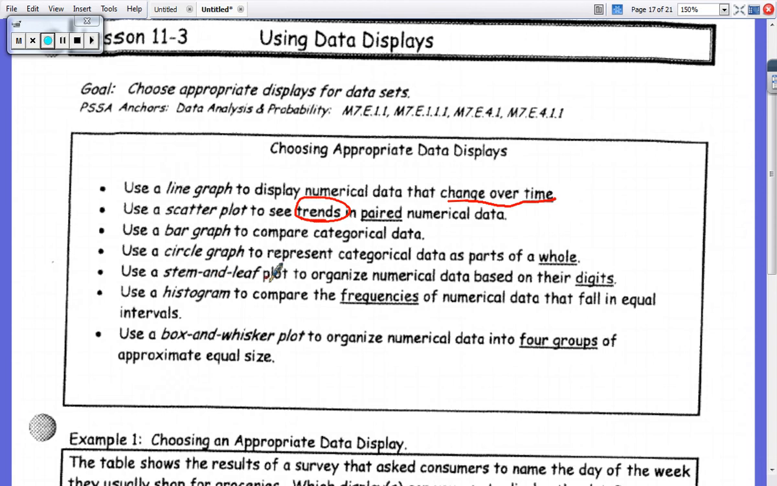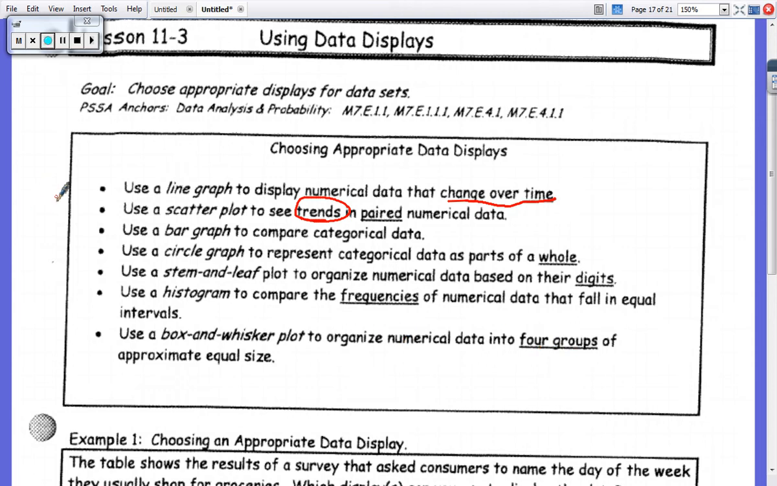Use a stem and leaf plot to organize numerical data based on their digits. Use a histogram to compare the frequencies of numerical data that fall in equal intervals. Use a box and whisker plot to organize numerical data into 4 groups.